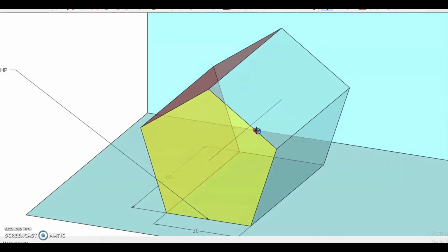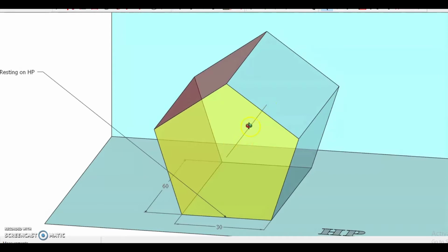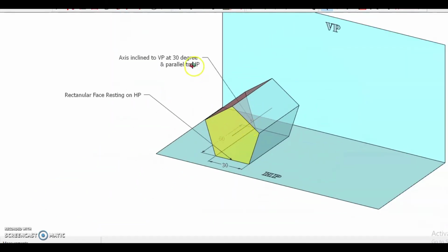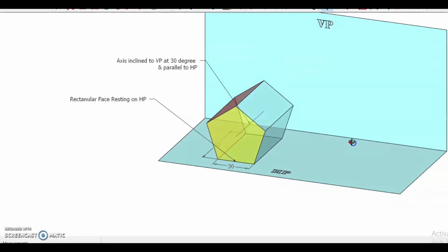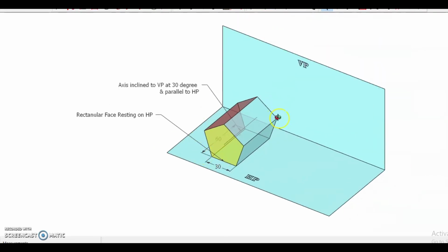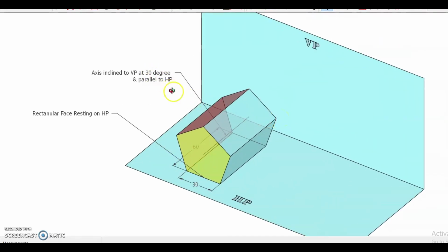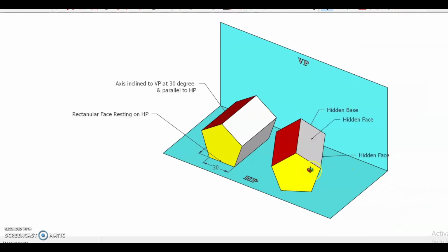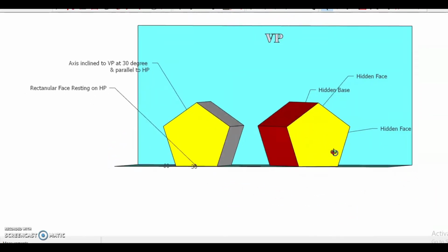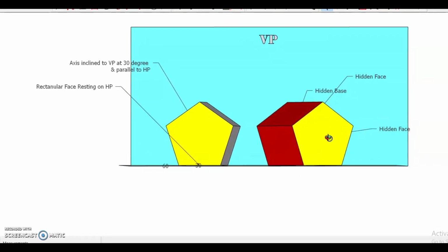This means we have to show the axis inclined to VP. Instead of 30 degrees, let us consider 60 degrees, because it will be somewhat easier to draw by considering the 60 degree angle. So now, this is our required condition. In this situation, the given pentagonal prism is inclined to VP by its axis.